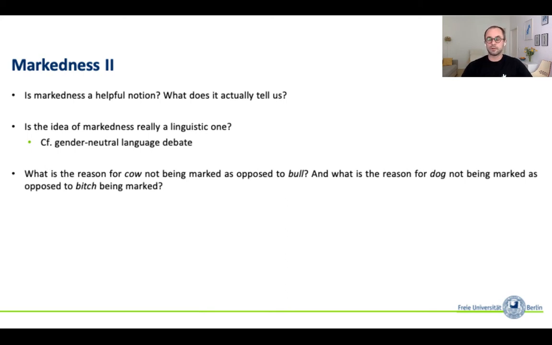And the question is also whether the idea of markedness is really only a linguistic one, right? So this is something that we see in the discussion when talking about gender-neutral or inclusive language. Because what is actually the reason, for example, that cow is unmarked as opposed to a bull? And what is the reason for dog not being marked as opposed to a word such as bitch, which would mean only a female dog?